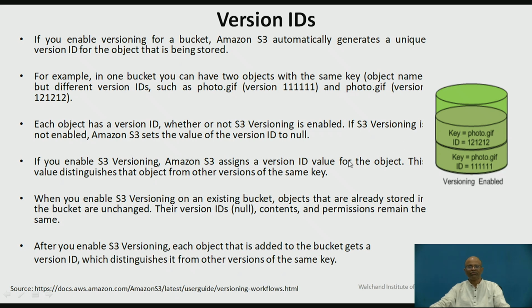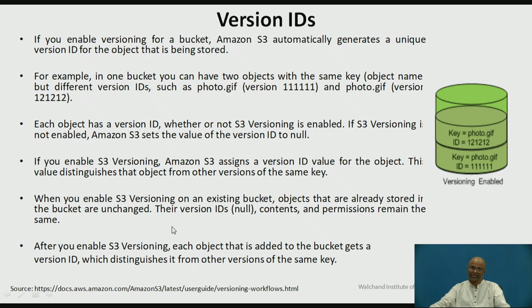Each object has a version ID, whether or not S3 versioning is enabled. If S3 versioning is not enabled, Amazon S3 sets the value of the version ID to null. If versioning is enabled, Amazon S3 assigns a version ID value for the object. This value distinguishes that object from other versions of the same key.